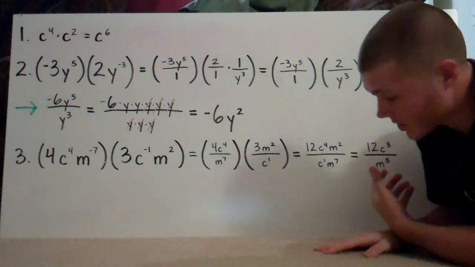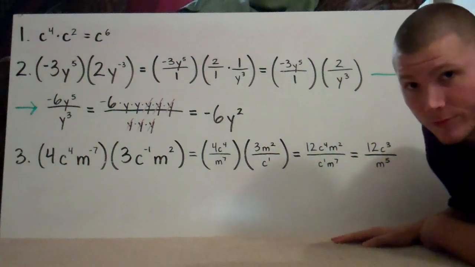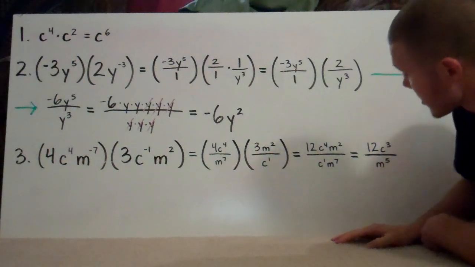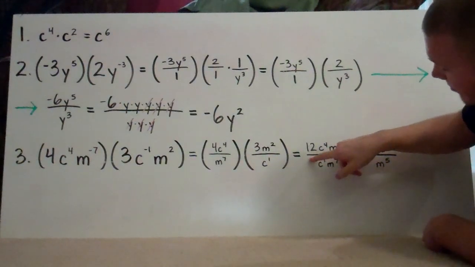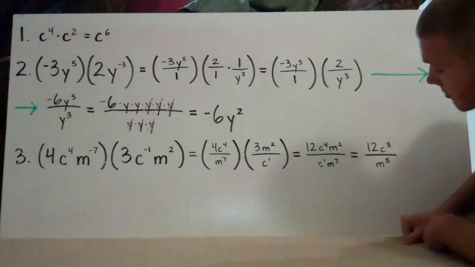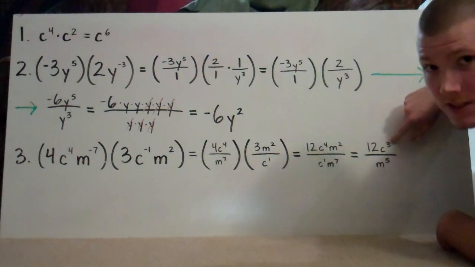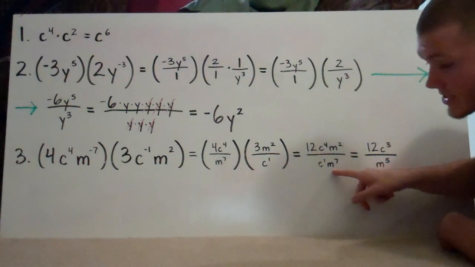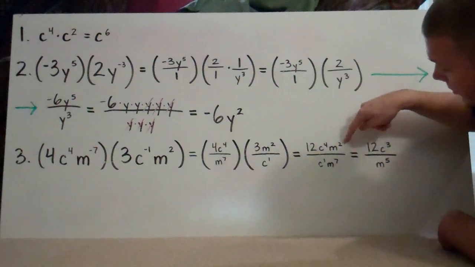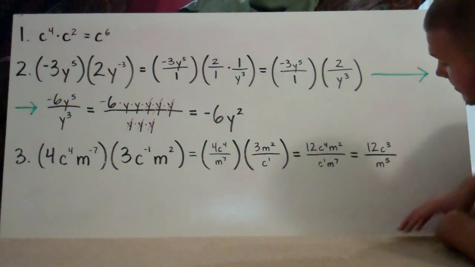Alright, and now for the last part. When you're dividing, you're really just subtracting exponents. So I've got 4 c's on top here, 1 on bottom. That 1's going to be gone after I cancel it out. So that means I'm only going to have 3 c's left on top. And then I only have 2 m's on top. I've got 7 on bottom. So those 2 are going to end up canceling out, leaving me with 5 m's on bottom.